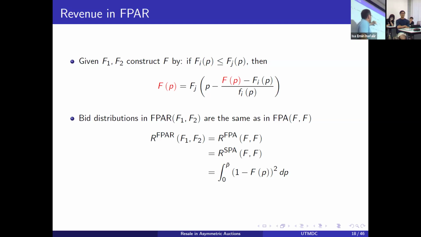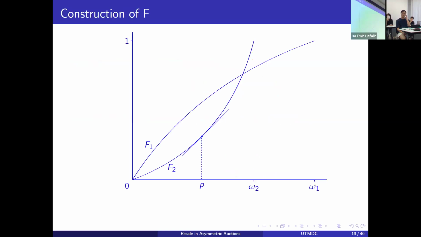For an F that satisfies this, which is uniquely defined as long as the distributions are regular, it turns out that the revenue in a first price auction with resale for value distributions F1 and F2 is equal to the revenue in a first price or second price auction with symmetric distributions F, F, and this revenue is given by this simple formula. All right. So now let's move to the second price auction.